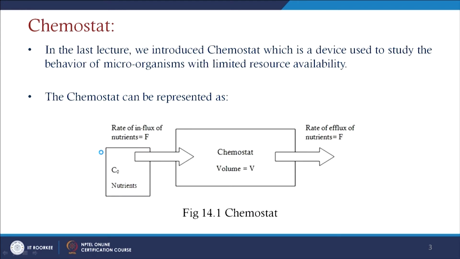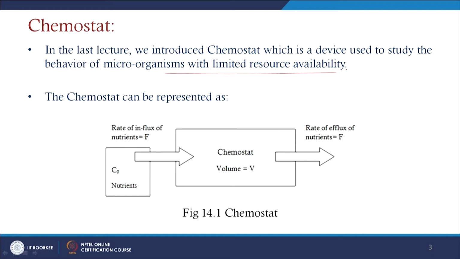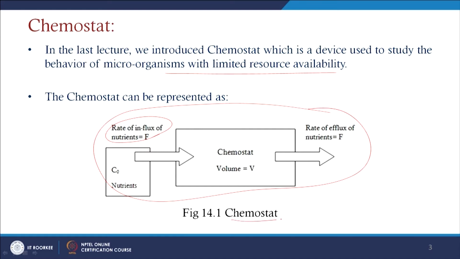If we go for the introduction of a chemostat, a chemostat is a device used to study the behavior of microorganisms with limited resource availability. This means that the chemostat can be represented as a rate of influx of nutrients F into the system, which is accommodated within a volume V. Then it is extracted out at a rate of efflux F. The total system, covering the supply of food, the cells' utilization, and the output, is called a chemostat.